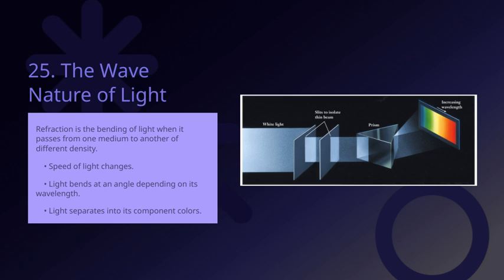So, to summarize, refraction is all about the bending of light as it transitions between media of different densities, and this bending depends on the wavelength of the light. This is a fundamental aspect of the wave nature of light and helps us understand many optical effects around us.